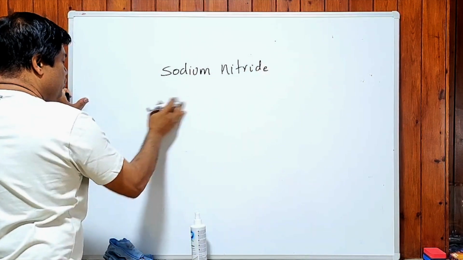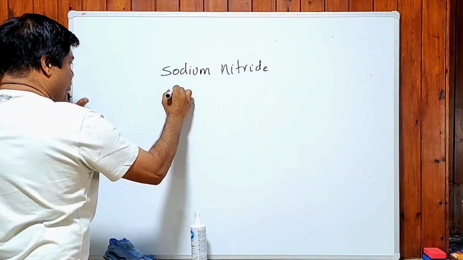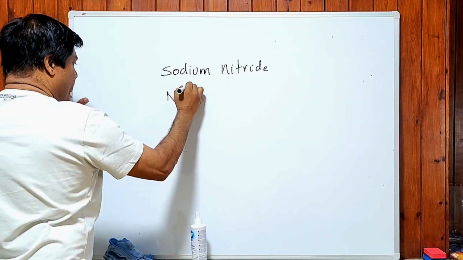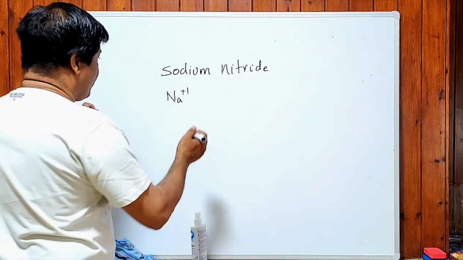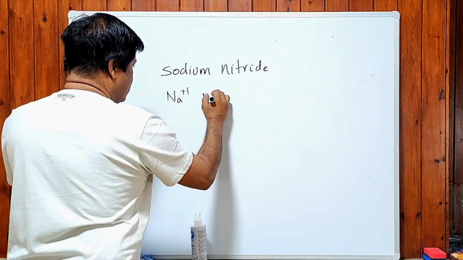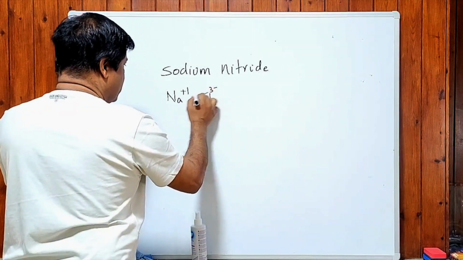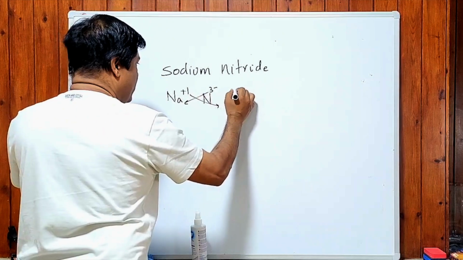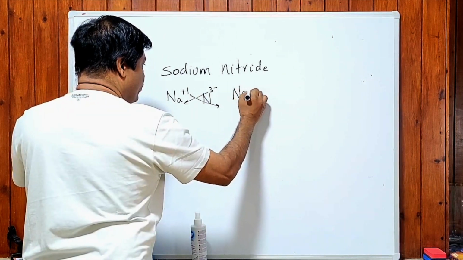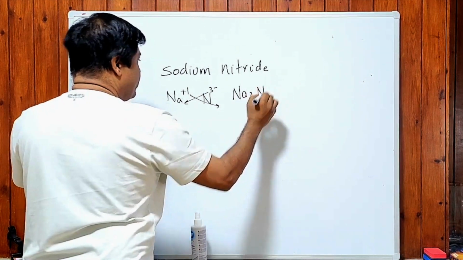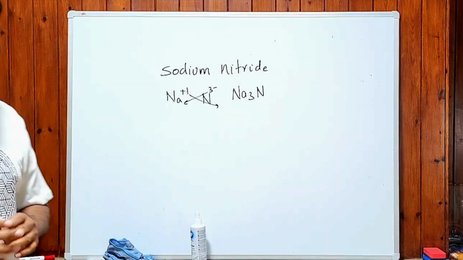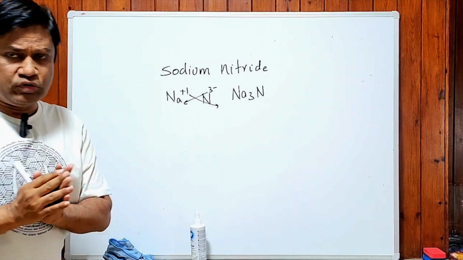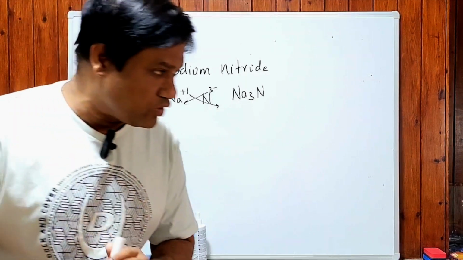Sodium, we know that sodium is from group 1, it can give away 1 electron easily. Nitrogen gains how many electrons? Group 5. Nitrogen gains 3 electrons. 3 minus, take 3 to this side, 1 to that side. Na3N. You know that metal always loses electrons and non-metal always gains electrons.